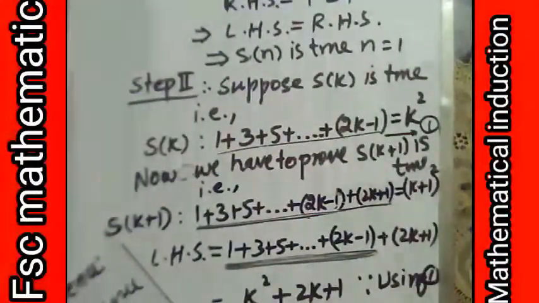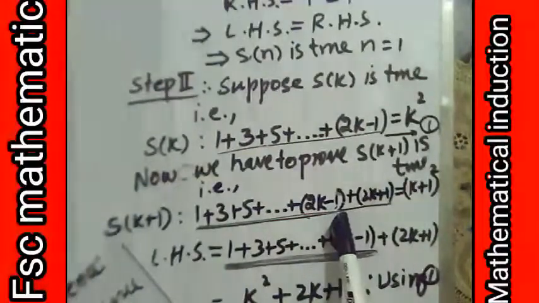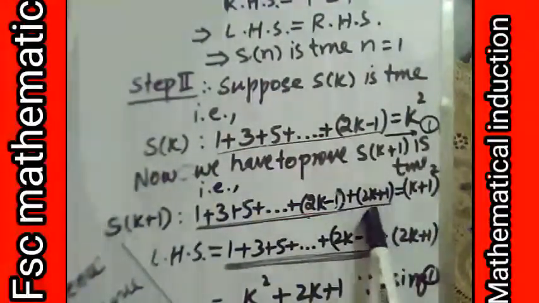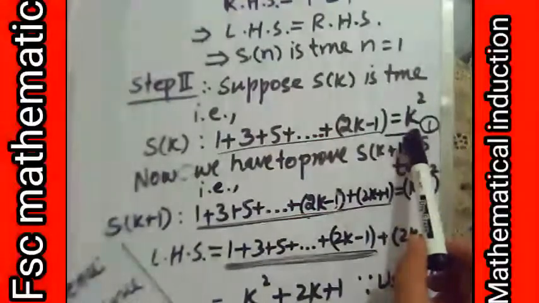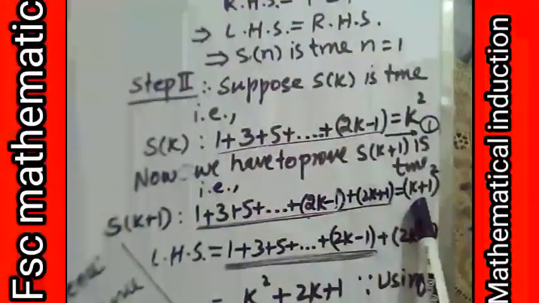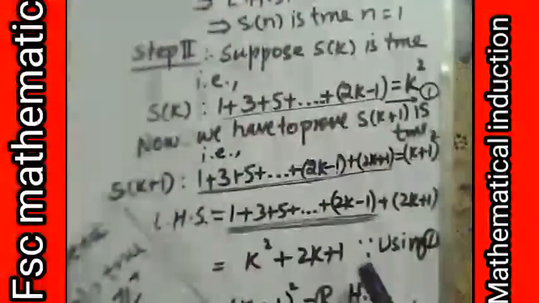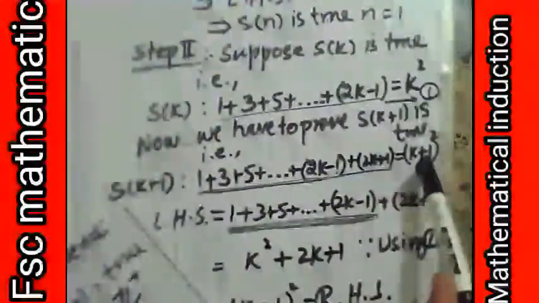What is S of k plus 1? S of k plus 1 is to be stated. Here these are k terms. We have to move one more term ahead. The next term, after the kth term, is 2k plus 1, and this must give the sum of k plus 1 terms, which is k plus 1 whole square. Now we had to prove this statement true. This left hand side equal to this right hand side means this statement is true.